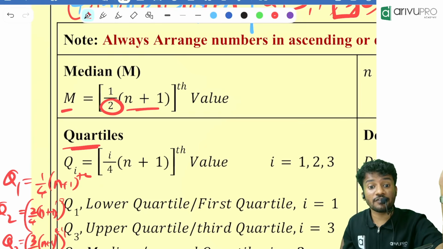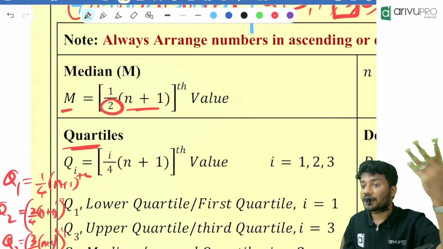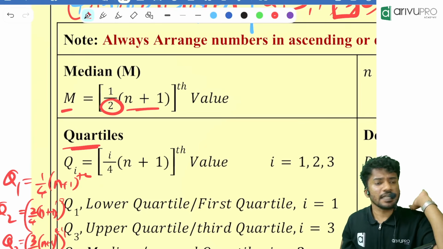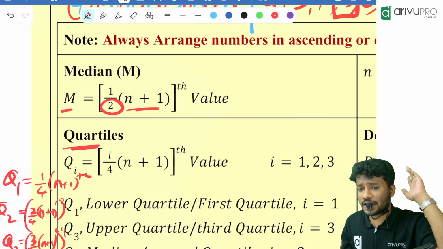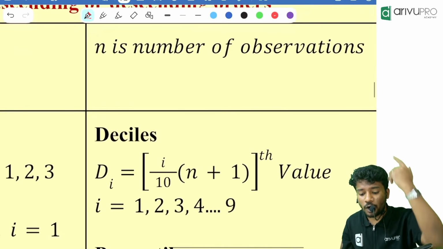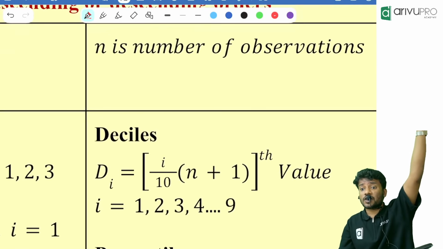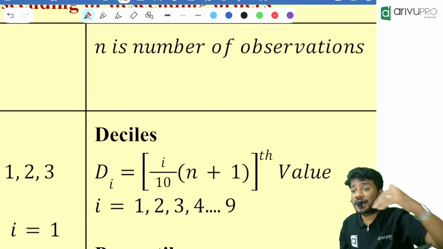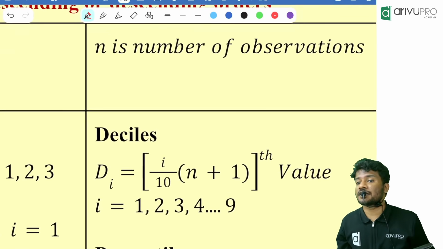Sometimes they will ask for D4, I mean decile 4. If they ask for decile 4, you will write it as 4 by 10 into (n plus 1) the value. Then if they ask for decile 7, you will write it as 7 by 10 into (n plus 1) the value. What if they ask for decile 6? You will write it as 6 by 10 into (n plus 1) the value.